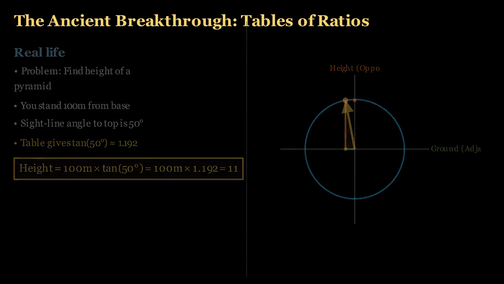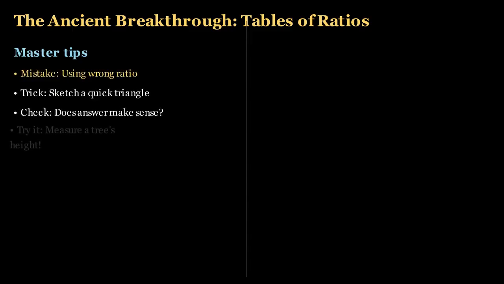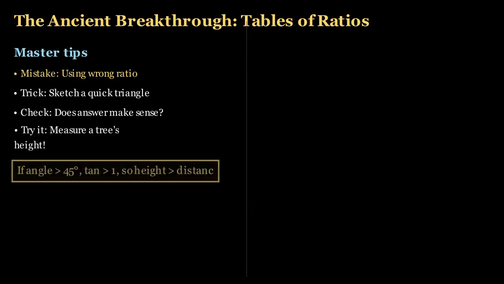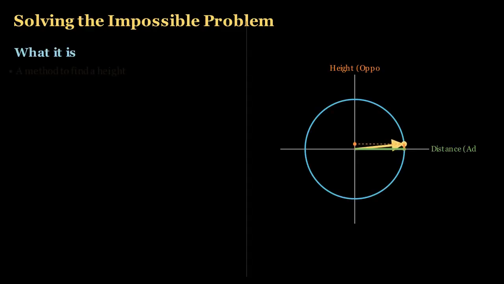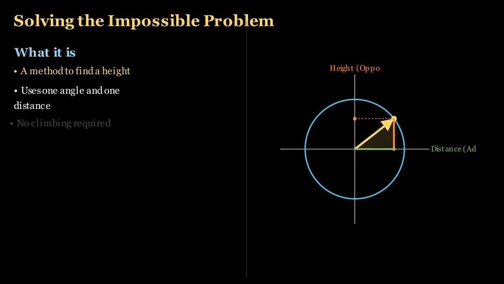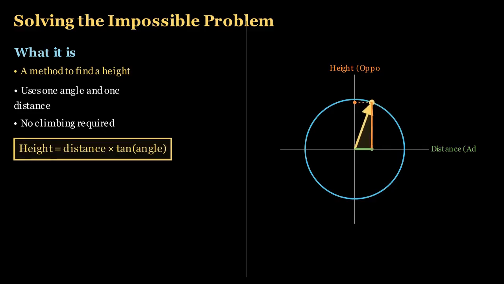The biggest mistake is grabbing the wrong ratio from the table. Always sketch a tiny triangle and label the side you know and the side you want. That tells you if you need sine, cosine, or tangent. A quick trick, we want the height of a pyramid, but we can't climb it. Instead, we stand on the ground, measure a distance, and look up at the peak. The angle of our sight line and the distance we walked form a right triangle.